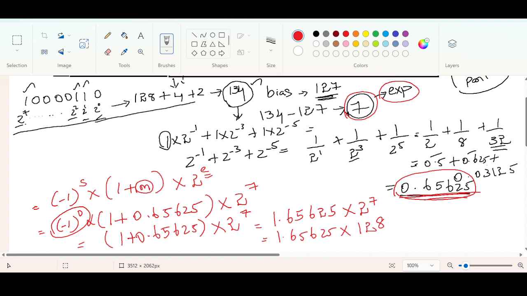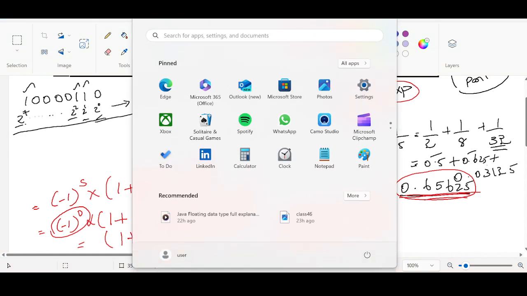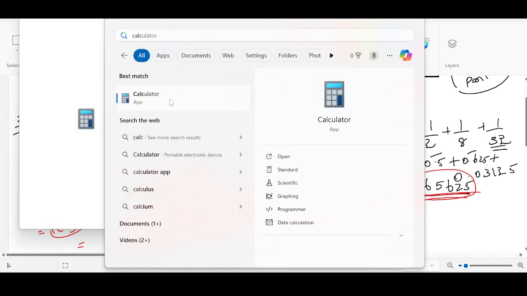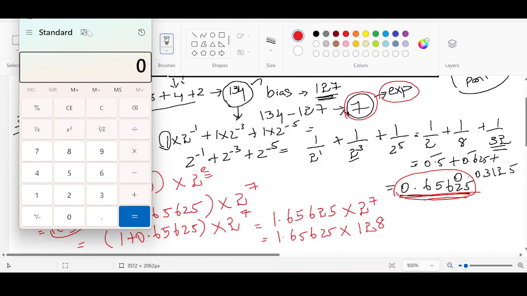Let's do this in the calculator. 1.65625 into 2 to the power of 7, which is 128. We should be getting 212. So this is the answer.